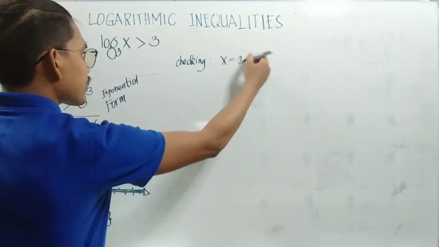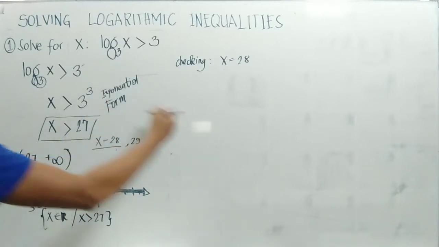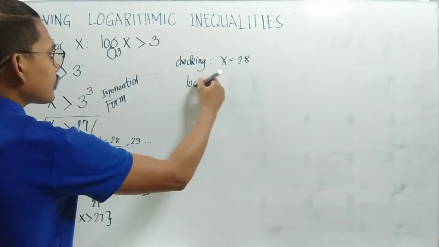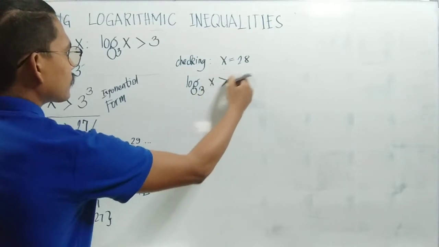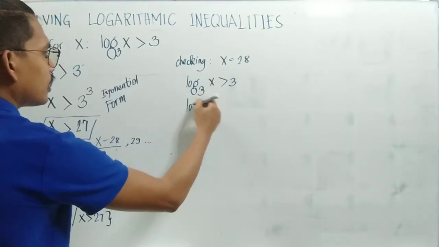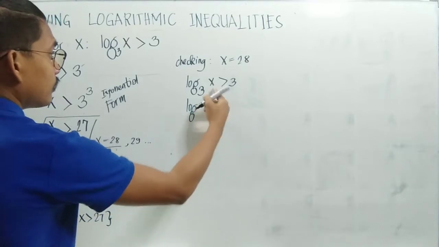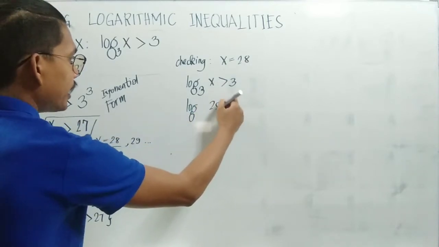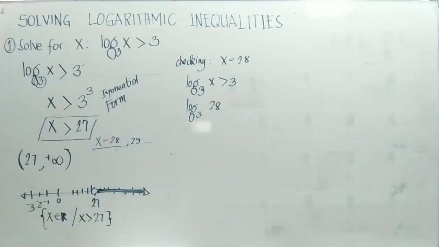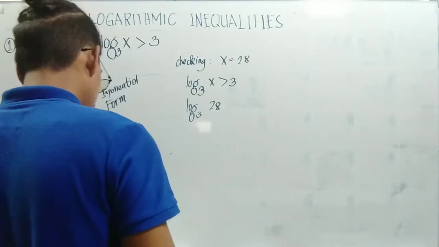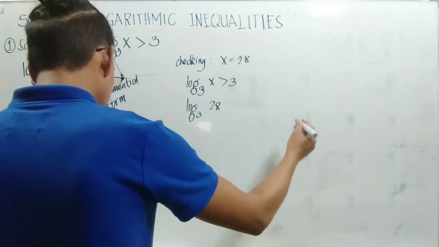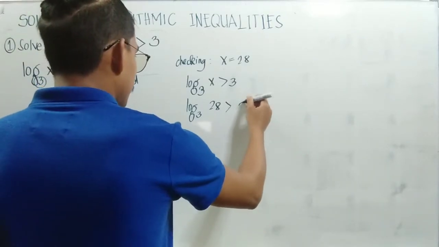So let us use x equal to 28. Now let us substitute it in our original equation. So we have log of x, which is equal to 28 base 3, okay, then we have 3.